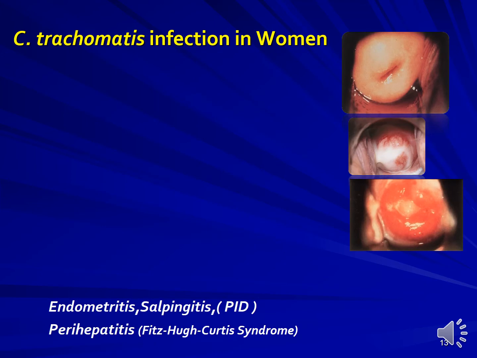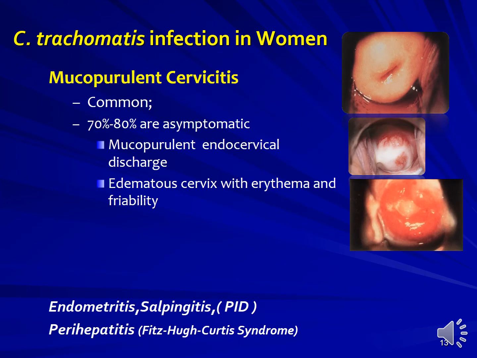Then Chlamydia trachomatis infection in women is seen in the form of mucopurulent cervicitis. Here you can see the external os of the cervix, and the mucopurulent endocervical discharge is seen here. You can also see the edematous cervix with erythema, and it is more friable. If you touch that particular area, you can see the bleeding.